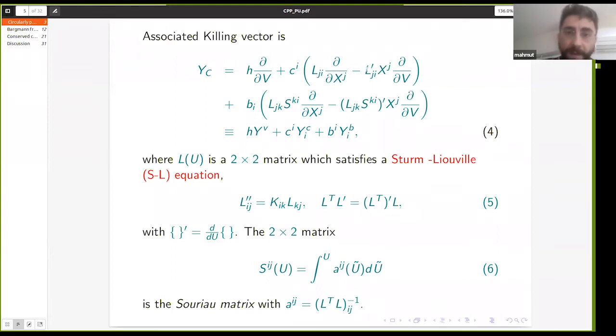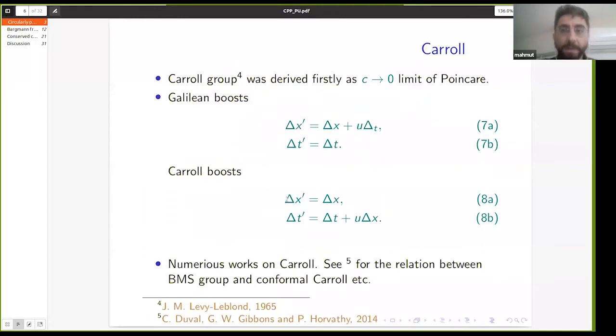Very nice. And this is the L. There is another 2x2 matrix called the Souriau matrix, which is the integral of the inverse of L transpose L. If you are able to solve this Sturm-Liouville problem for a definite plane wave, then you are able to write the symmetry vector, and from the symmetry vector of these isometries, you can generate conserved quantities for the geodesic motion. So it is very crucial that you solve this equation, but it is a difficult problem, I warn you.